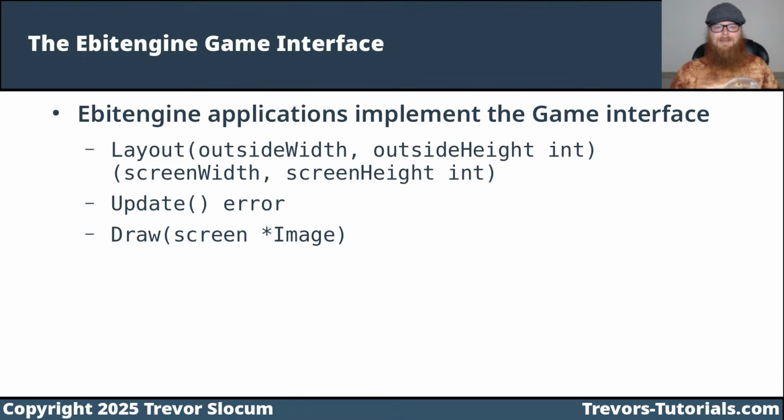The Ebitengine game interface defines 3 methods which all applications must implement. Ebitengine will periodically call each of these methods.